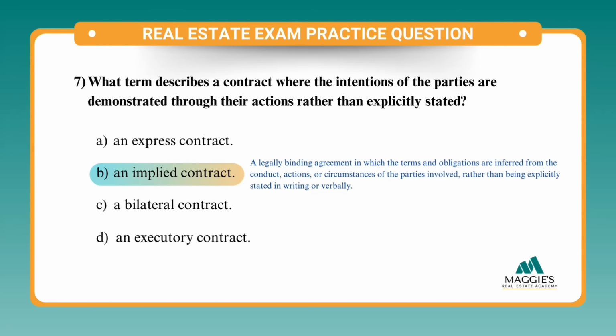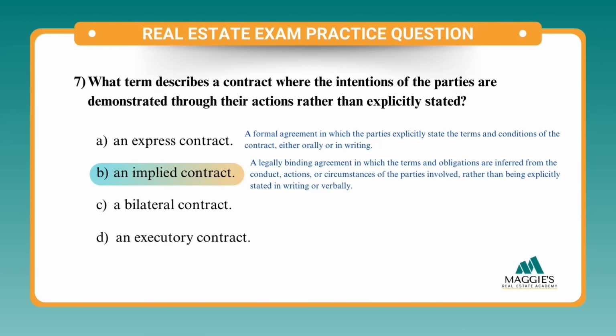For example, if you go to a restaurant and order a meal, there's an implied contract that you'll pay for the food you receive. This agreement isn't explicitly stated, but it's understood based on the customary practice of paying for goods or services received. Now, let's talk about why the other ones aren't the correct choices. So, an express contract, remember, is a formal agreement in which the parties explicitly state the terms and conditions of the contract, either orally or in writing.